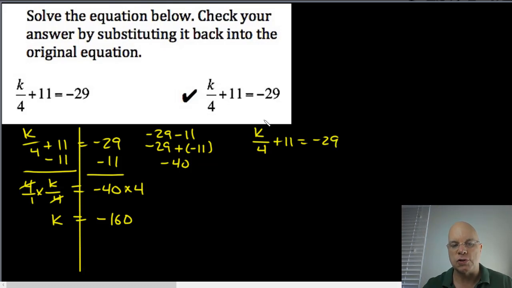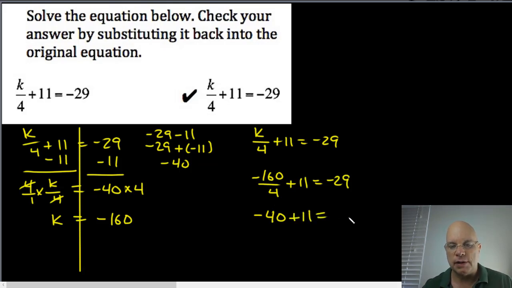You can use the substitution property to substitute negative 160 for k. Negative 160 divided by 4 is just negative 40, because there are 40 4s in 160, and a negative divided by a positive is a negative. So I have negative 40 plus 11 equals negative 29.